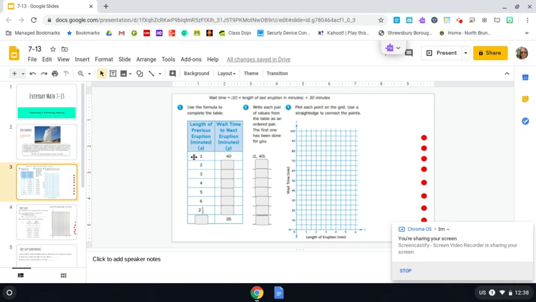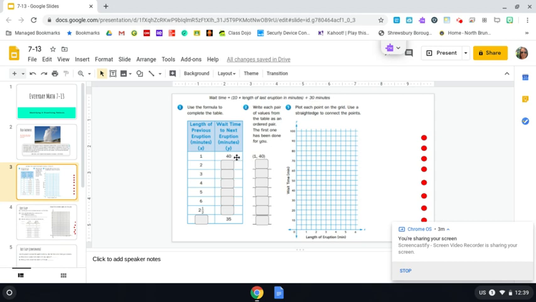So they did the first one for us. Remember, the first column represents X. So you can see it goes 1, 2, 3, 4, 5, 6, all the way down. And then the wait time to the next eruption in minutes started with 40. So that means 1, now look at the formula. 1 times 10 is 10, plus 30. That's where they got the 40.